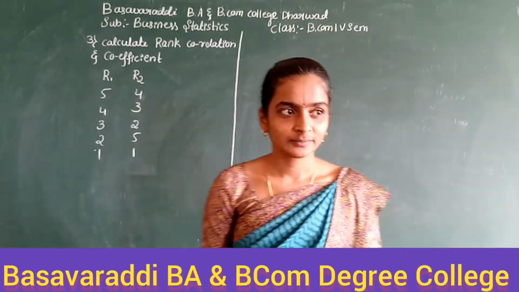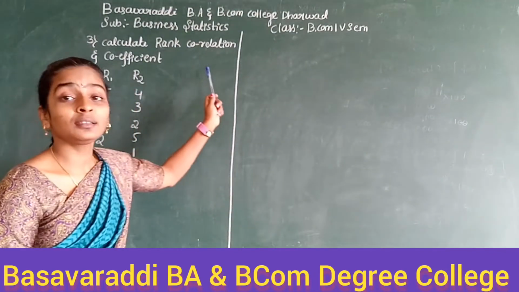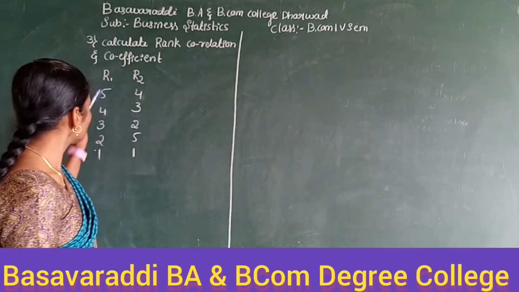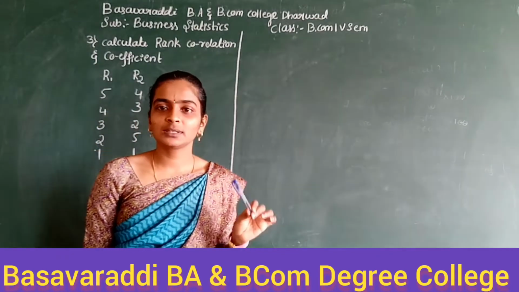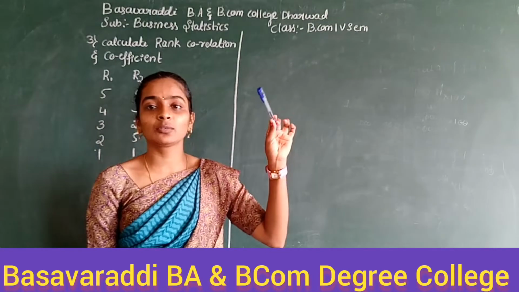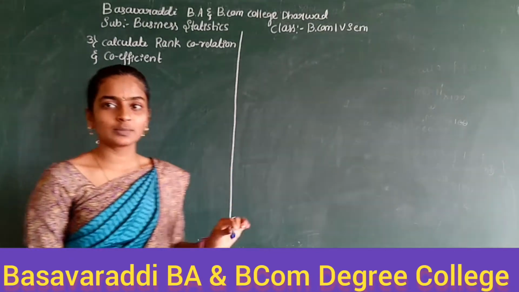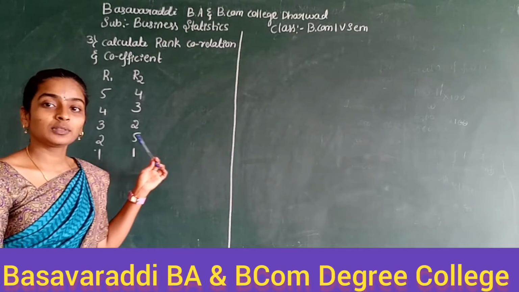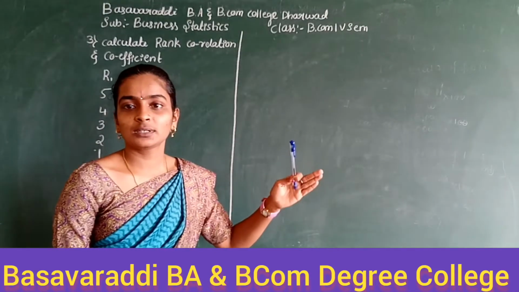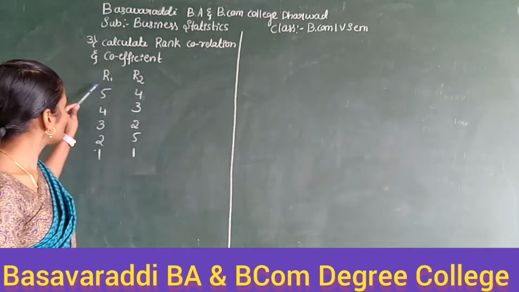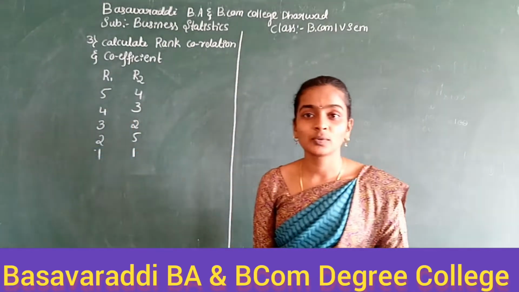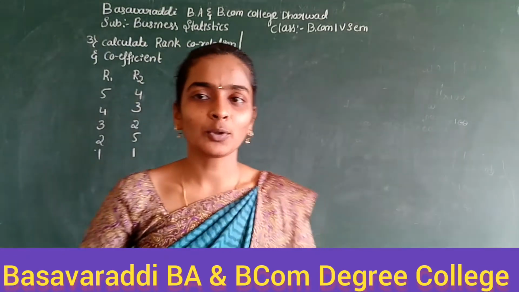Problem number 3. Calculate the rank correlation coefficient from R1 and R2. Last class alli navu en madidivi, already our data na kottidre two variables na they have already provided. Based on that we give the ranks last class alli, but in this problem already they have given the ranks. Depending upon the given values we want to calculate the rank correlation coefficient. R1: 5, 4, 3, 2, 1. R2: 4, 3, 2, 5 and 1. Let us solve the problem.